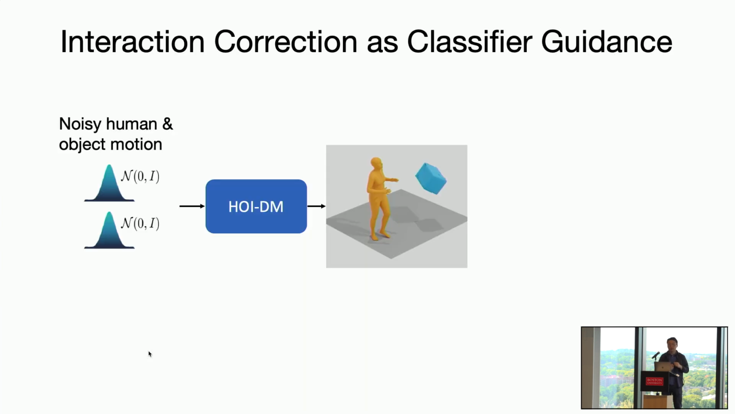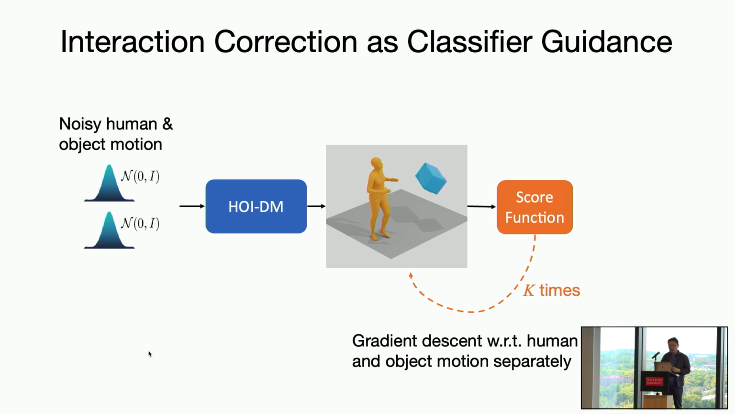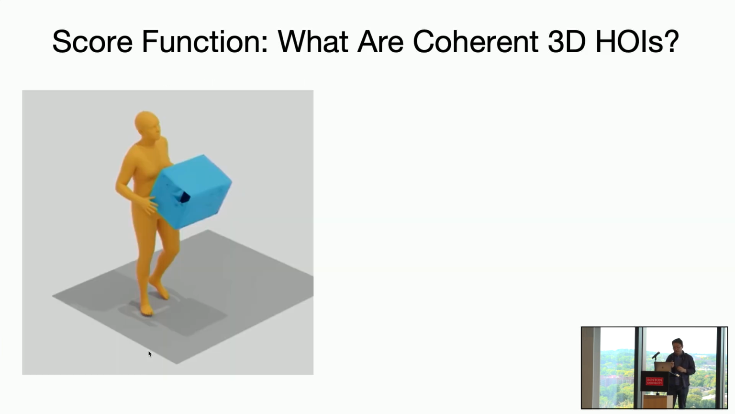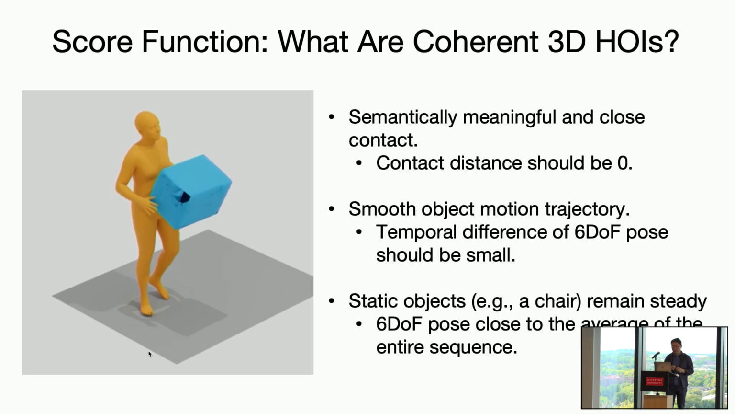And what we did, similar to the previous approach, we designed a score function to tell us how good the generated human motion and object motion are, how well they form a meaningful interaction. More specifically, how they can have some contact information. So, to compute this score function, we need some. Oops, I'm going to skip this.